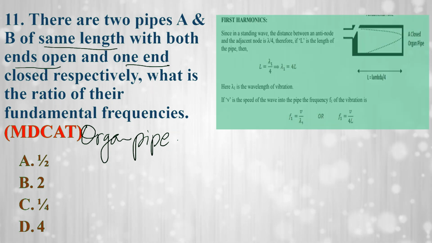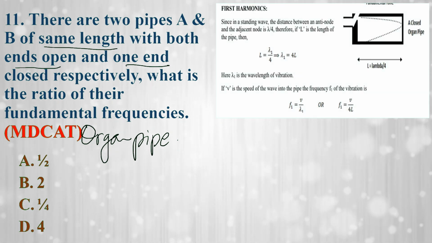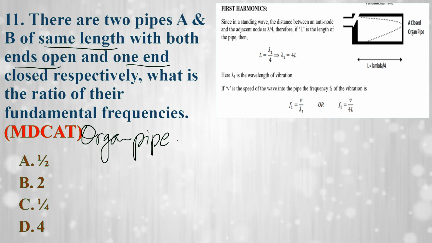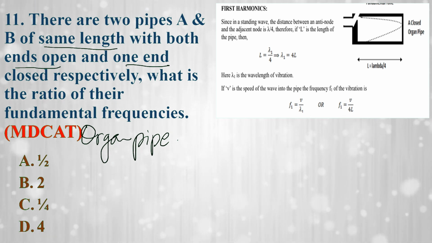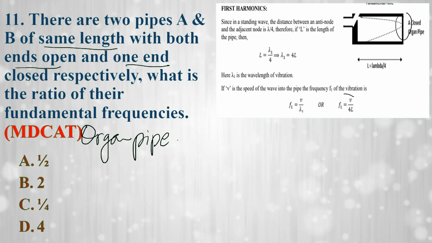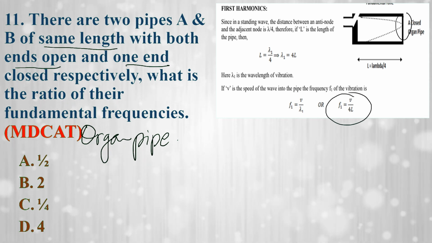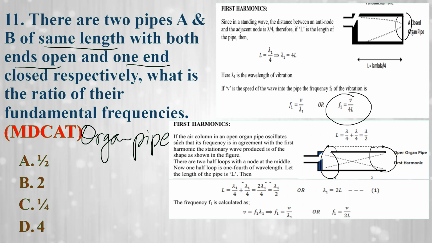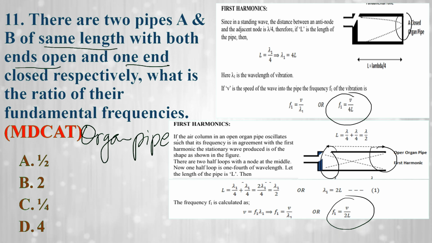Here is a screenshot from my notes. The fundamental frequency of the organ pipe having one end closed and one open is V over 4L. And the fundamental frequency when both ends are open is V over 2L. So you have to take the ratio of both ends open with one end closed.